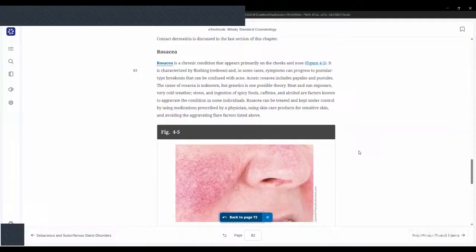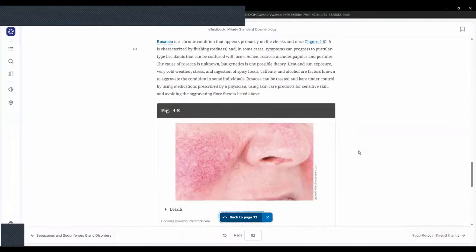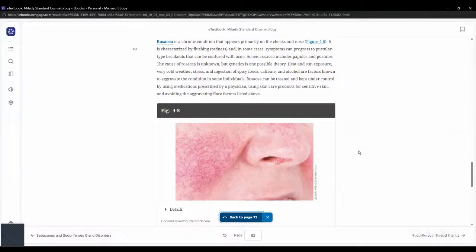Rosacea, the keywords are sensitivity and redness. Another keyword, inflammation. A person that has rosacea and you're performing a service on them, you will need to consistently treat the skin. When I say treat the skin, calm the skin down as you work. So you're going to need a lot of rose toner.